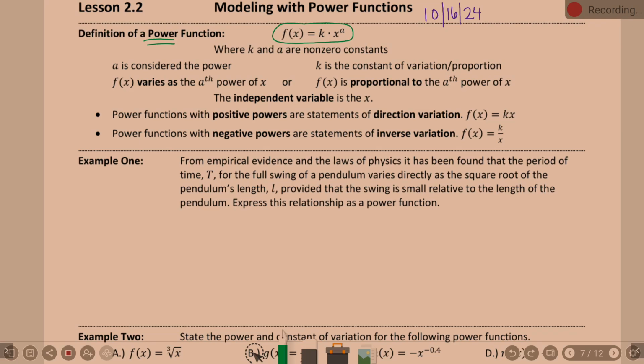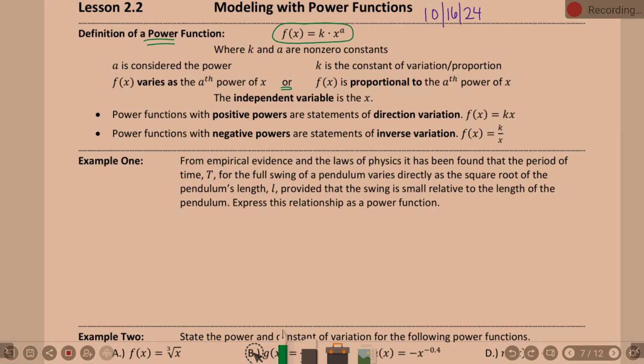Similar, you'll notice I have an or over here. Or f of x is proportional to the a power of x. Okay? With that in mind, just the idea of what it means. This k is our constant of proportion or constant of variation. Okay? Independent variable is still x.